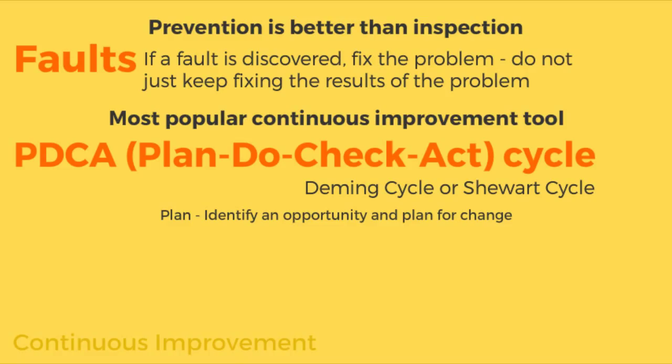When you do that, if you discover a fault, and you say, okay, there's a problem here, this is our opportunity to change, and so let's plan for a change. Determine what the change should be, and then move to the do step. Do. Implement the change on a small scale. Don't roll it out to everything, implement it on a small scale.